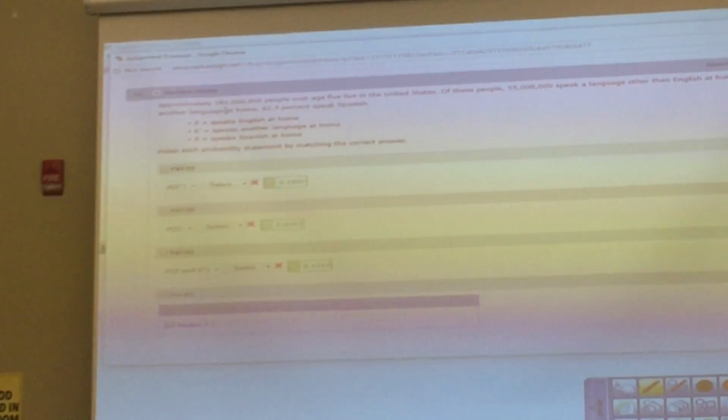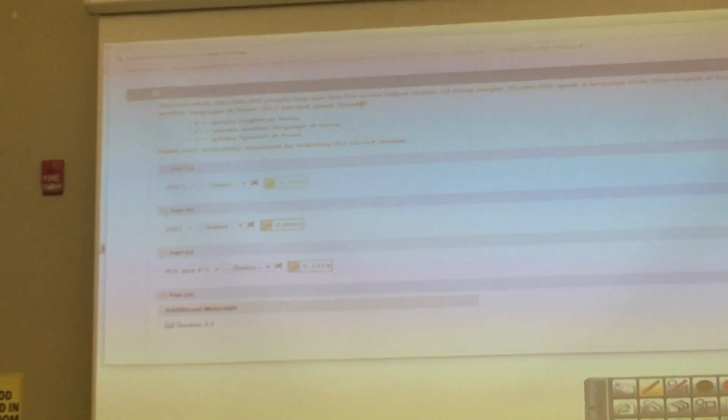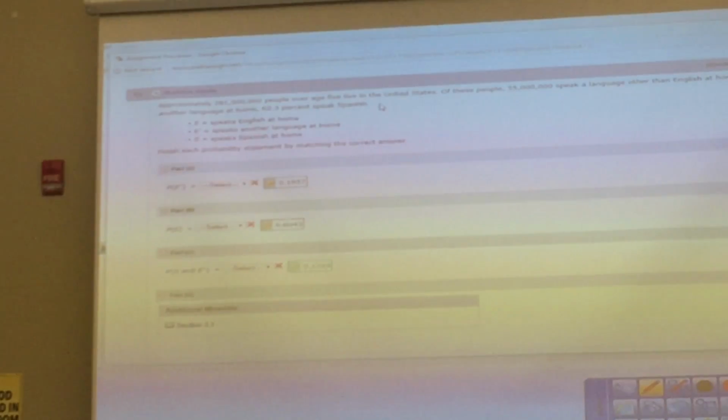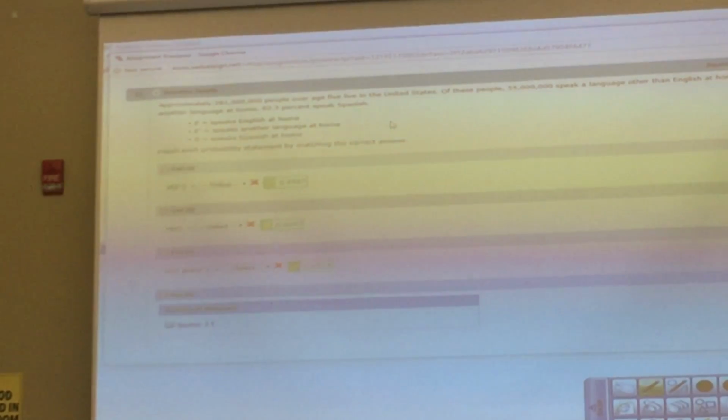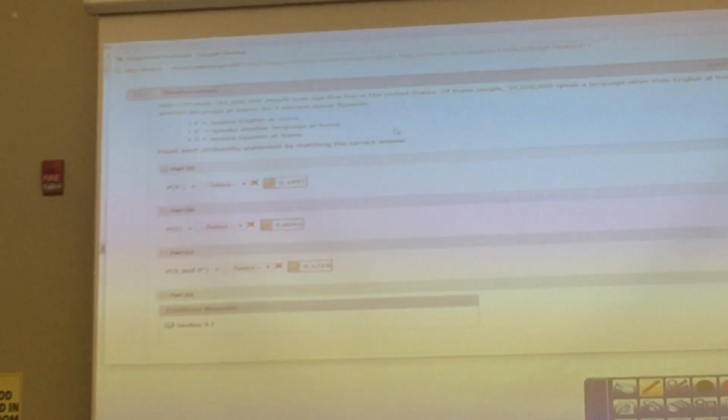Okay. Of those who speak another language at home, 62.3% speak Spanish. Just multiplying, because it's an and. You have to turn that into a decimal first, right? Those who don't speak English, yeah, 55 million speak Spanish.